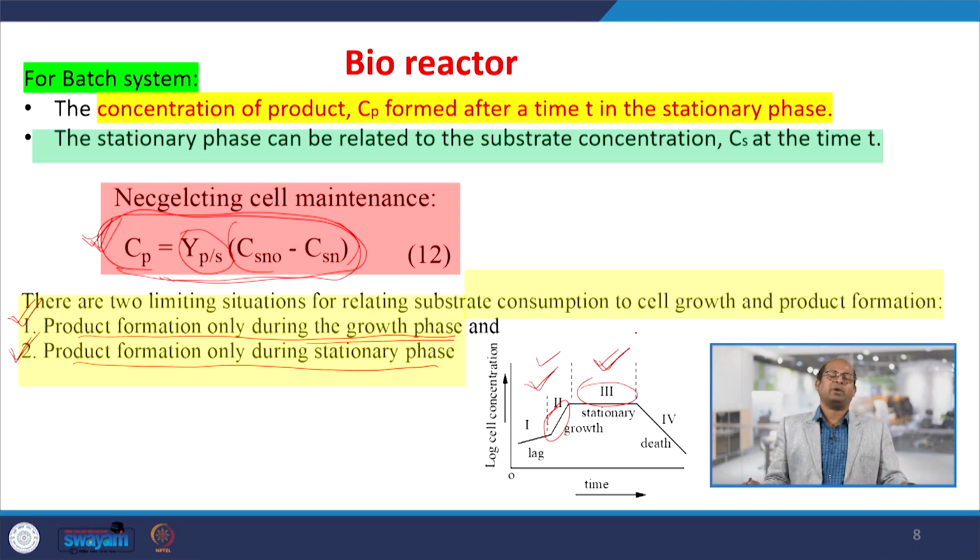These are the cases in bioreactions, the possibilities: either the growth phase with new cell formation, product formation might be a possibility, that is case 1, and case 2 is the stationary phase, where there is no product formation during growth, and product formation would only be in the stationary phase. These are the two cases.